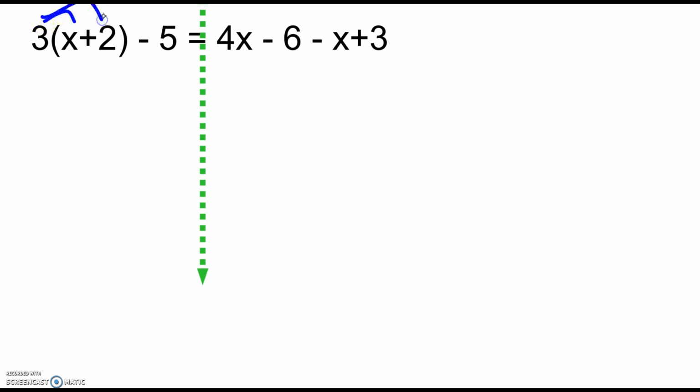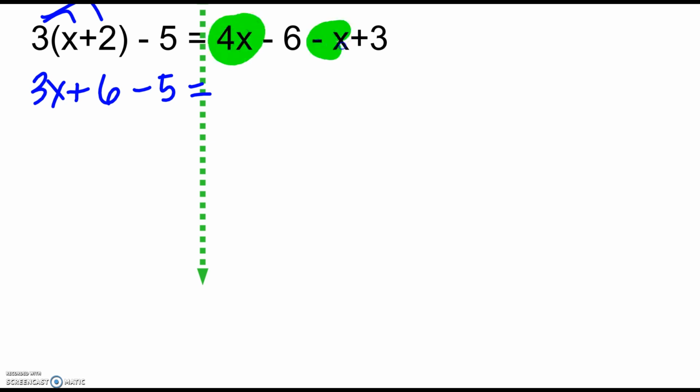I'm going to distribute. So 3 times x is 3x, 3 times 2 is 6. I'm going to bring down my -5. And on the right-hand side, I see that I have 2 separate sets of like terms that I can combine. I know that 4x can be combined with -1x, or 4x minus x. That is going to give me 3x. And then -6 plus 3 is -3.